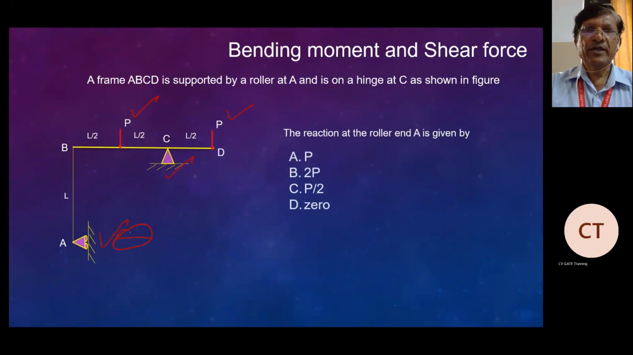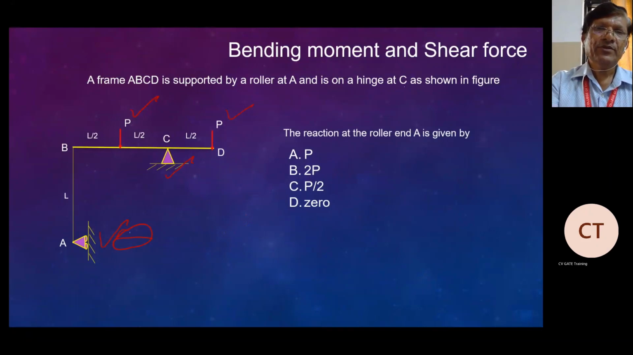They have given the options like this: A is P, B is 2P, C is P by 2, or D is 0. Because there is no horizontal force acting on the member, either member AB, BC, or CD, the reaction will become 0. So the solution will be 0. That is option D.